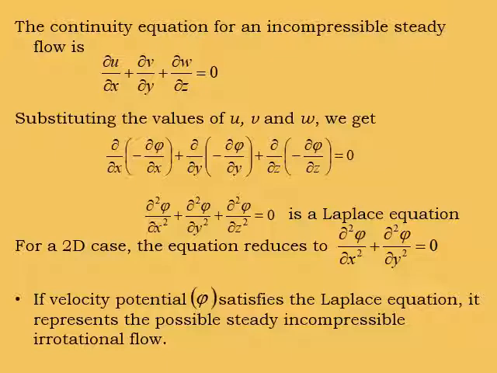If the velocity potential satisfies the Laplace equation, it represents a possible steady, incompressible, irrotational flow. So any fluid flow that satisfies this Laplace equation is known as a steady, incompressible, irrotational flow.